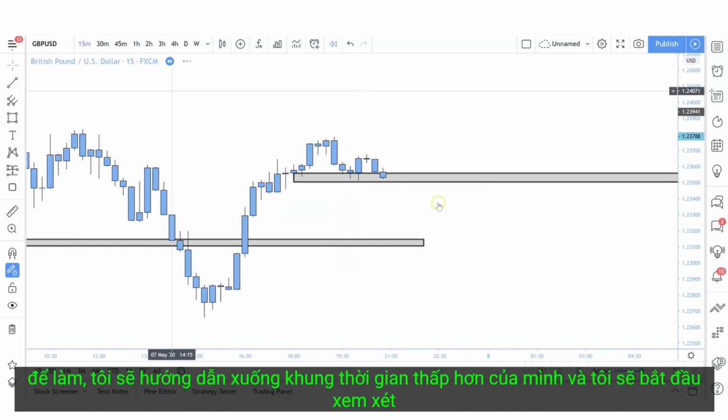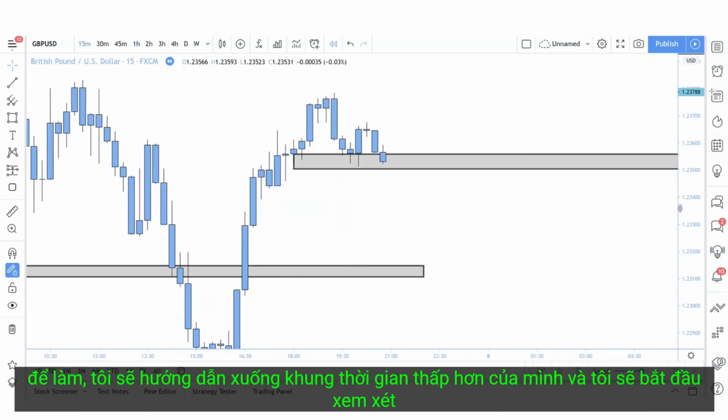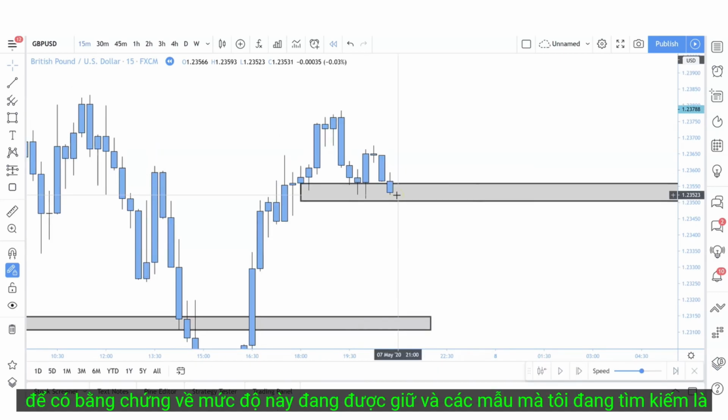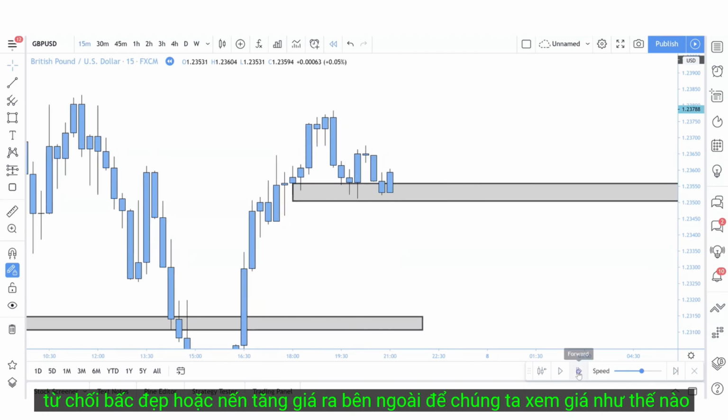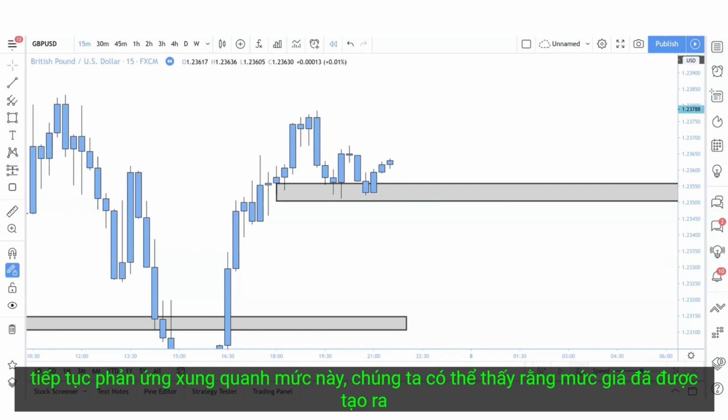I'm going to scale down to my lower time frame and start to look for evidence of this level being held. The patterns I'm looking for are nice wick rejections or bullish candles to the upside. So let's see how price continues to react around this level. We can see that a level was created. Price is now respecting that level.